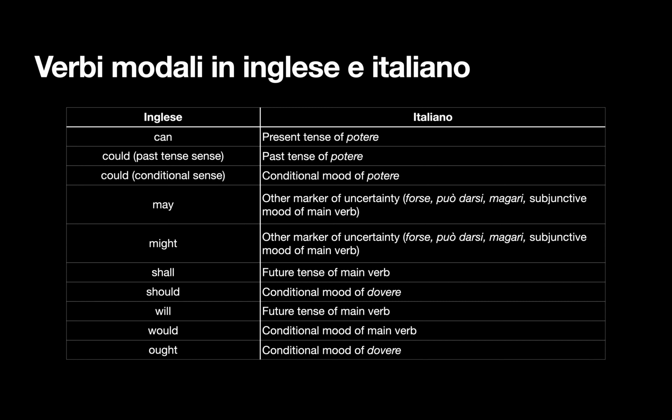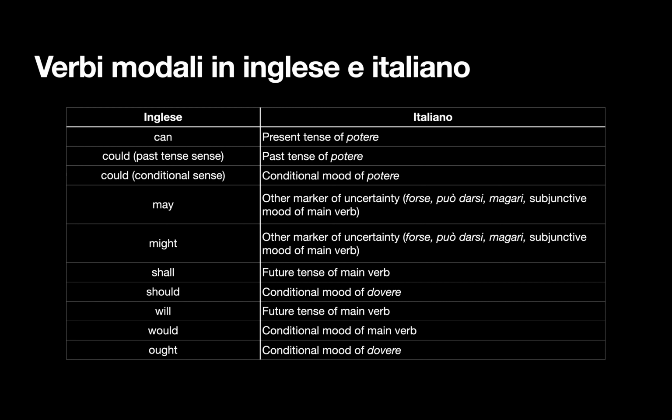So in English, if we say "can," that's simple, that's the present tense of potere. "Could" means two different things. So "could" in the past sense, like "I wanted to see if I could go to the post office," is a past tense of potere. "Could" in a conditional sense, like "I could if I wanted to, but I don't want to," is the conditional mood of potere. Again, like I said, we'll cover that when we get to the part of the course that talks about the conditional mood.